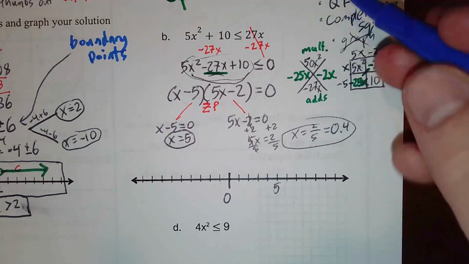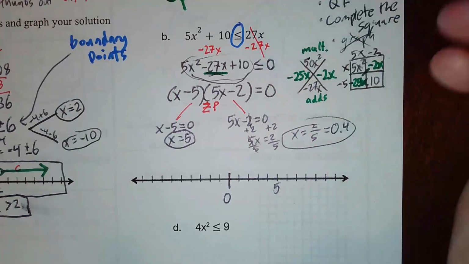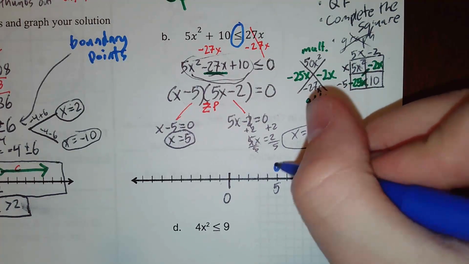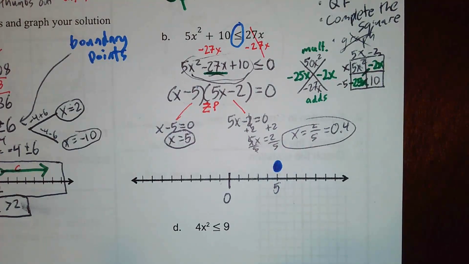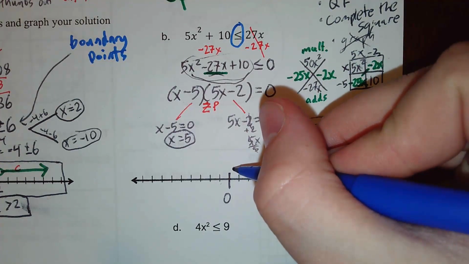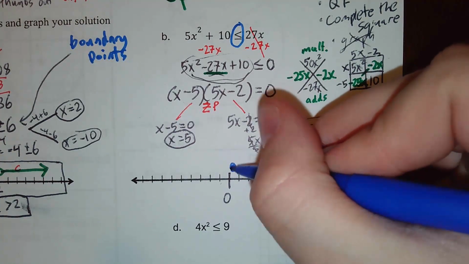Open or closed? Now look at the symbol. So it's going to be a closed dot on 5 and a closed dot on 0.4. 0.4 is right about there.